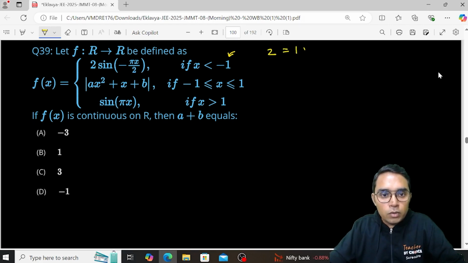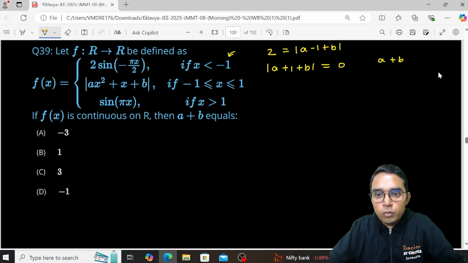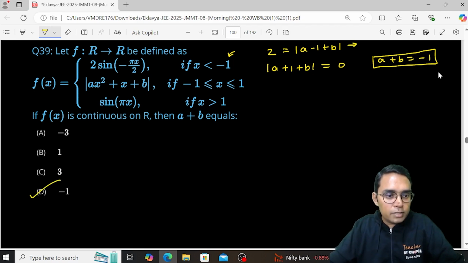And that should be equal to, at minus 1, this will give you A times minus 1 plus B. And for 1, from this we will be getting mod of A plus 1 plus B. And on the right hand side it will be, I think, 0. So I think we are getting A plus B to be minus 1. And this A plus B equal to minus 1 is also satisfying the first relation. So A plus B equal to minus 1 is the answer. I think only the right hand side limit was sufficient to find this value of A plus B.